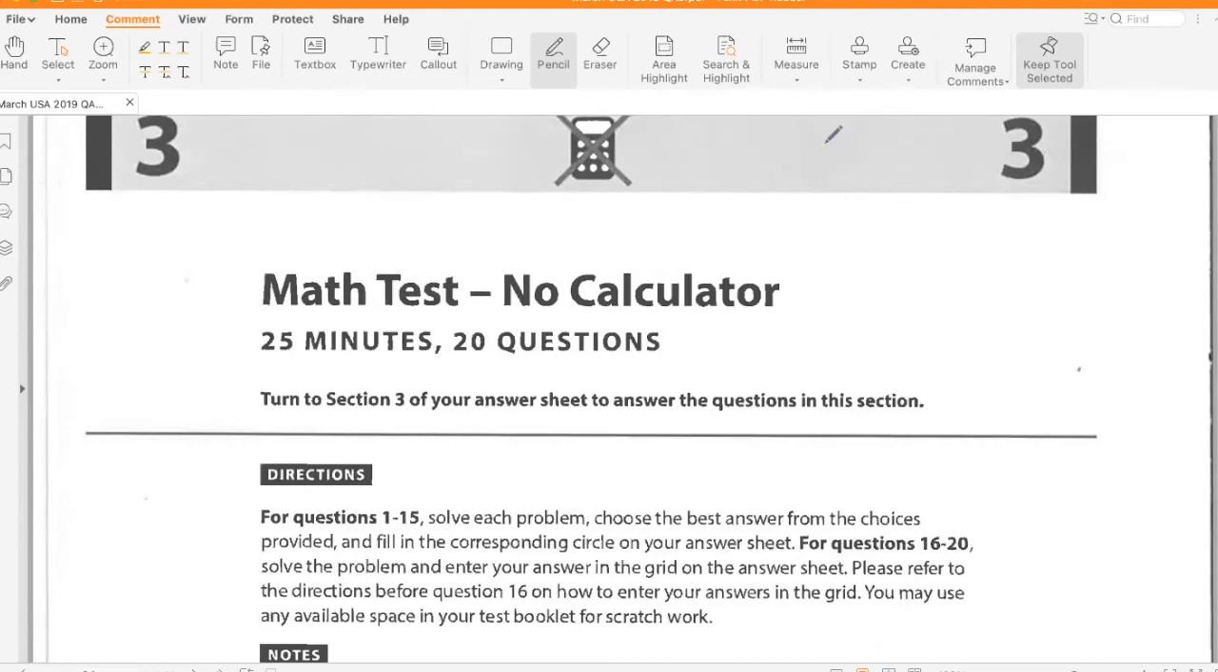In this video, we'll solve the Math No Calculator section of the March 2019 US SAT.